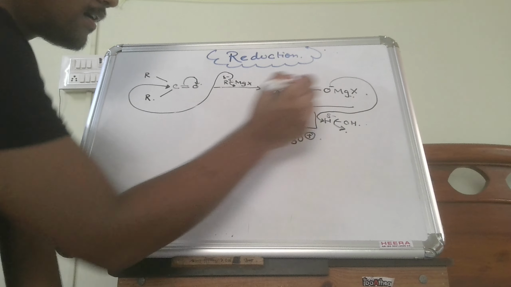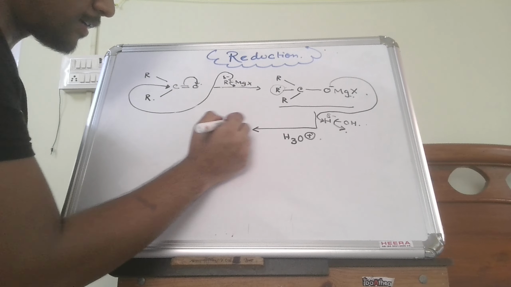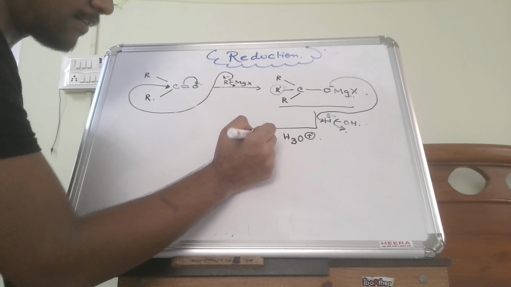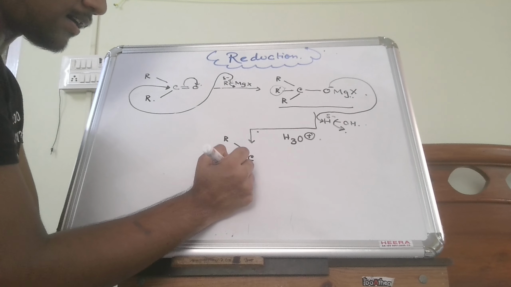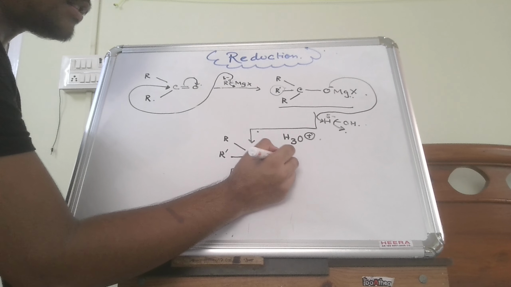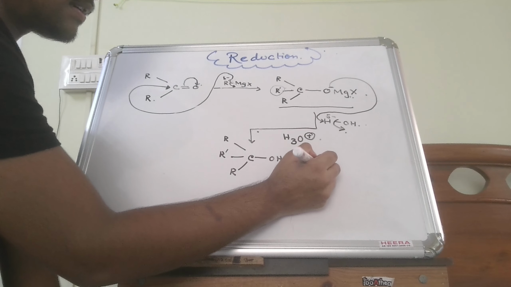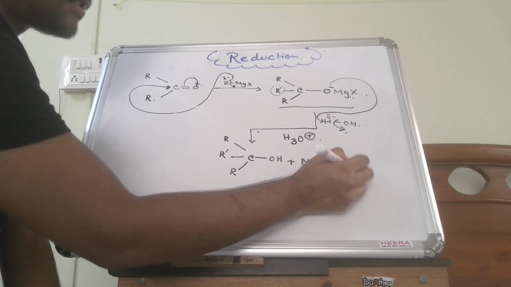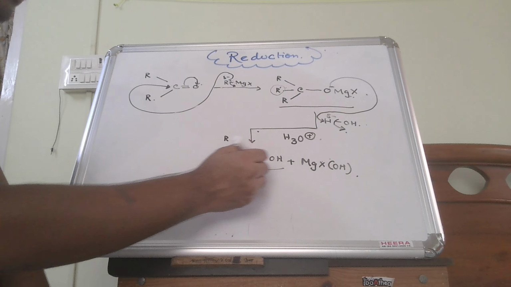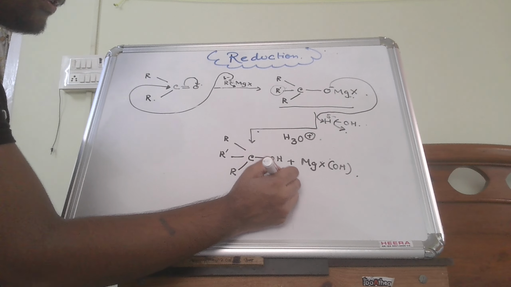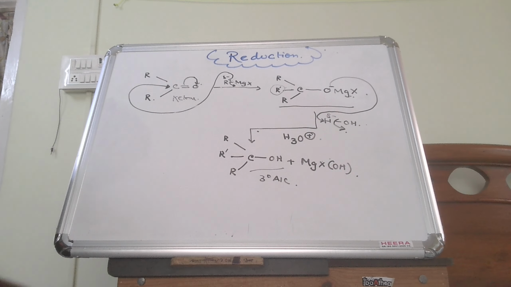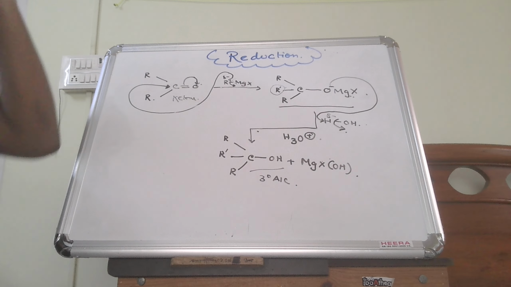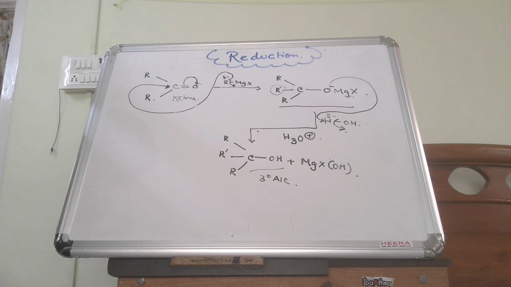It will be reacting with OMgX. So what will happen here? The O minus takes the H plus atom. So what will we be getting here? C R R R dash OH plus MgX. Now we have got our 3-degree alcohol from ketone. So this is how we form it. This is very simple. I hope that you all understood this part.